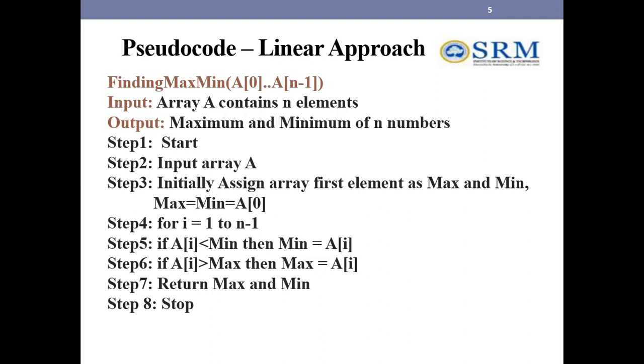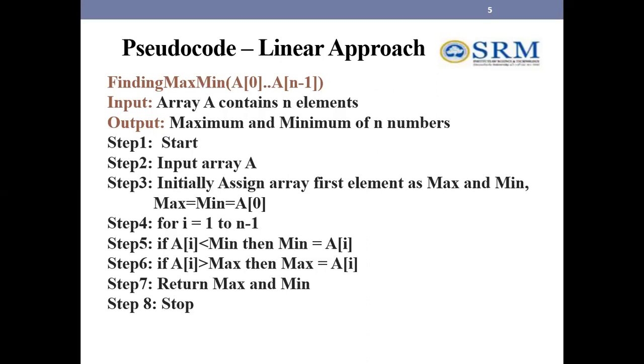This is the pseudocode. The input is array A of 0 to n minus 1. Array A contains n elements. The output is maximum and minimum of n numbers. So we are going to find out maximum and minimum of n numbers in an array. So first, input array A, initially assign first element as min and max. So initially A of 0, the first element in the array, is assigned to max and min. Then the loop starts from 1 to n minus 1. So there are two cases. If array element is less than min, then min equal to A of I.